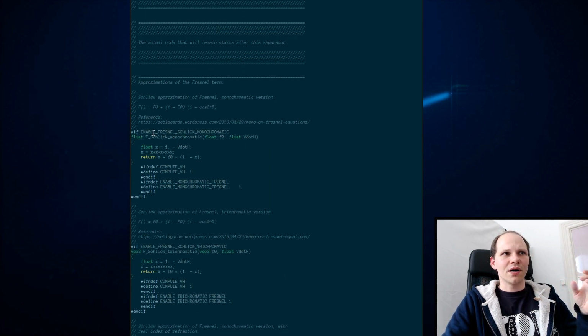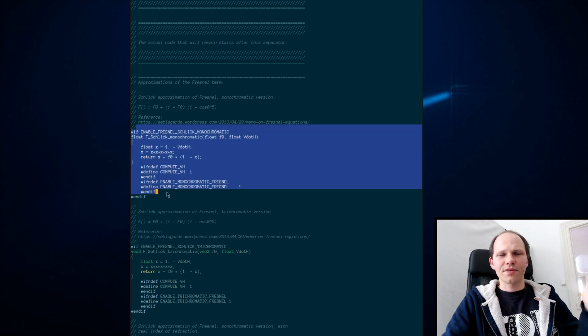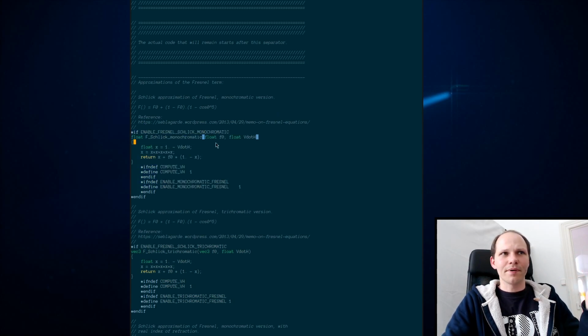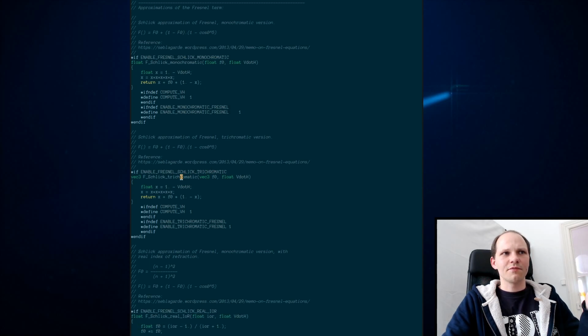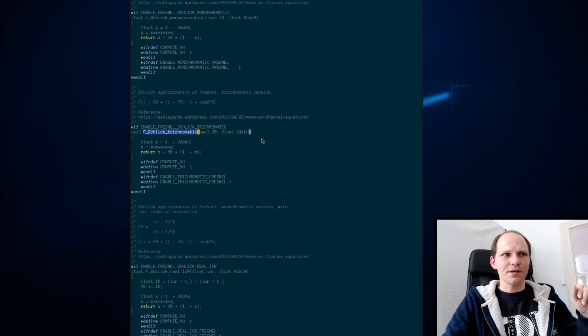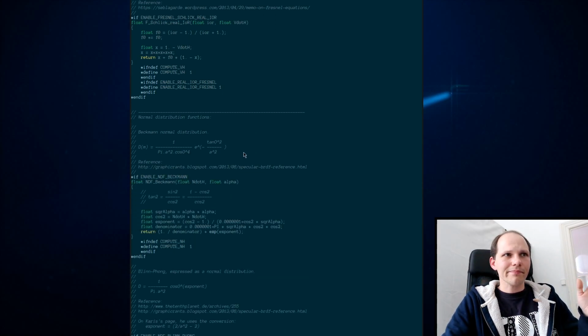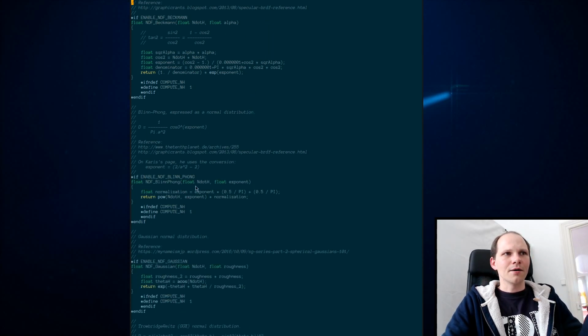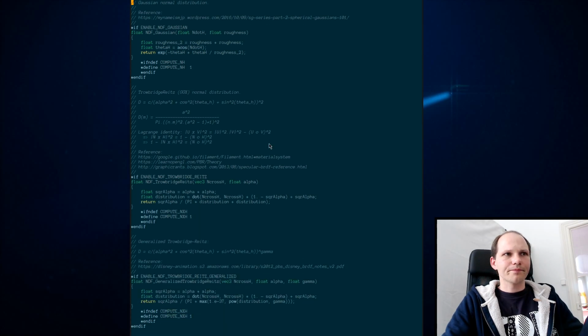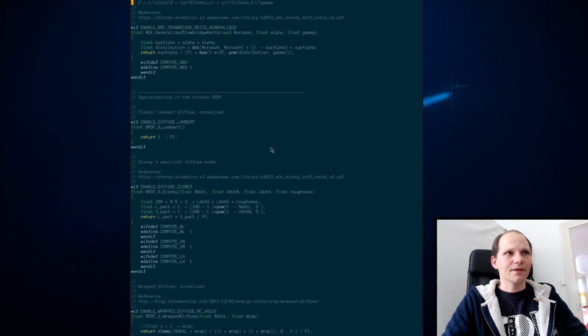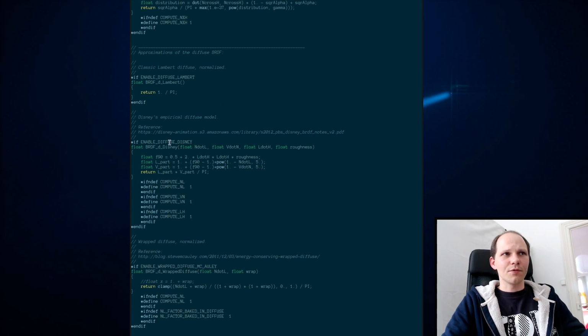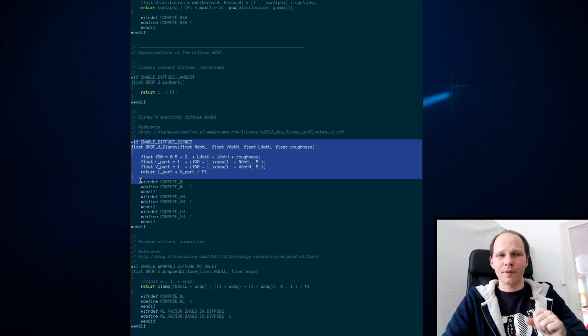So here, for example, you have the Schlick approximation of Fresnel for monochromatic based on F0. Then you have the same function for RGB. You have another Schlick Fresnel, but this time with the index of refraction as a parameter. Then you have the normal distribution functions like Beckmann, Blinn-Phong, Gaussian, etc. Then we have the BRDF. So here, for example, is a Disney Diffuse BRDF, the one from the paper.